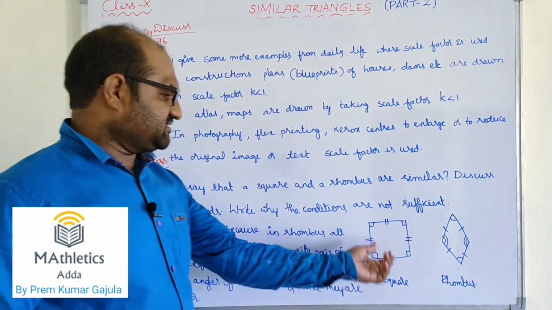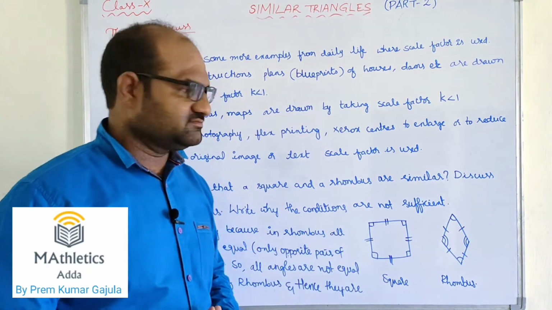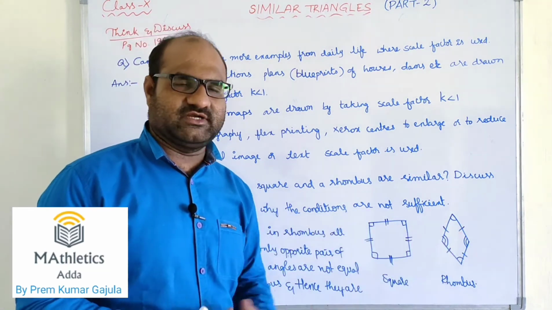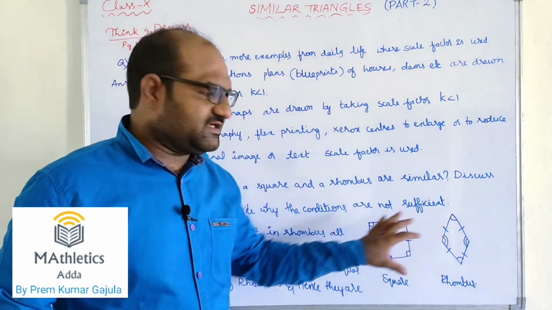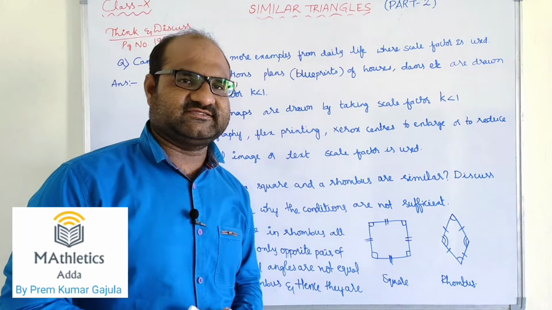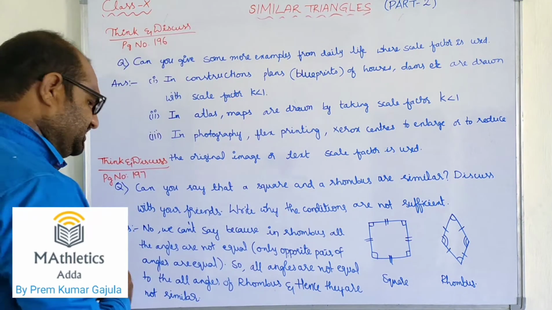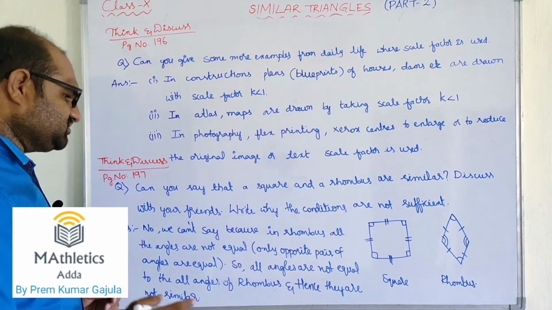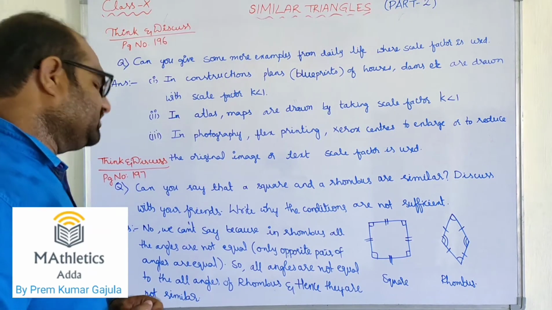But here in a square and rhombus, in a square we know that all sides are equal and all angles are equal. And in a rhombus only all sides are equal but all angles are not equal, only opposite pairs of angles are equal. So in this case we will get the corresponding sides ratio same but we don't get the corresponding angles equal. So all angles are not equal to the angles of the square, and hence they are not similar.